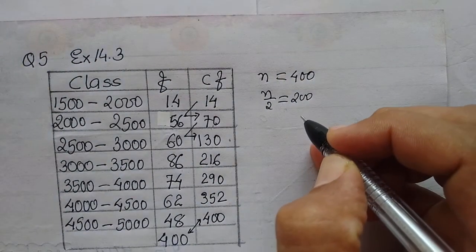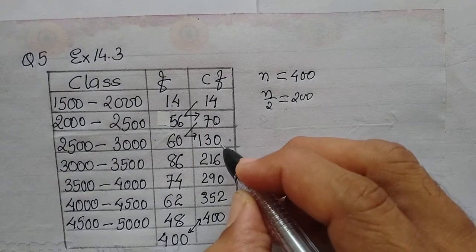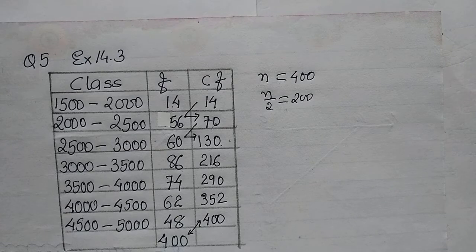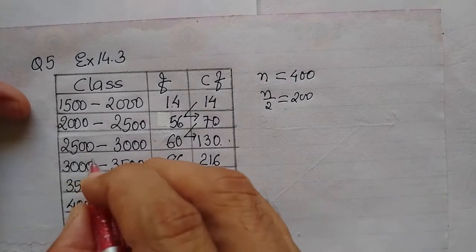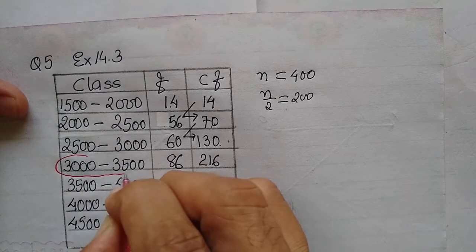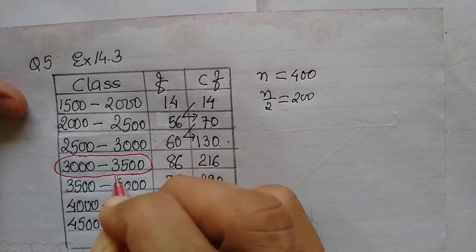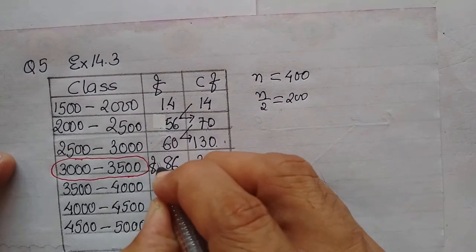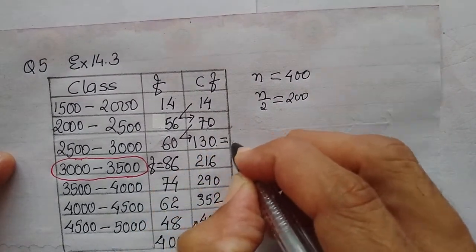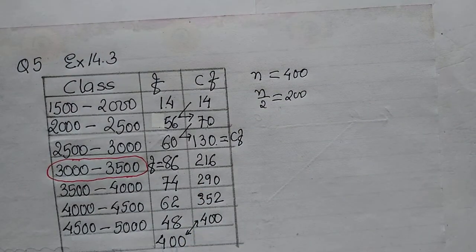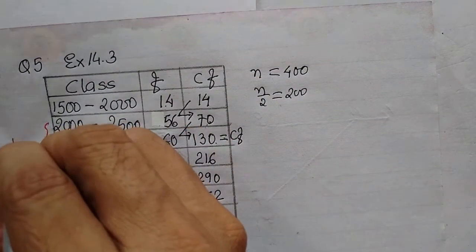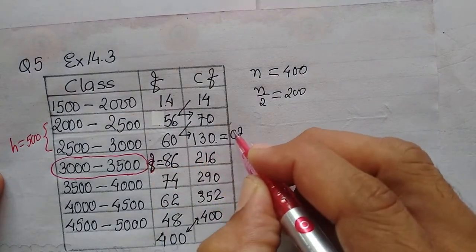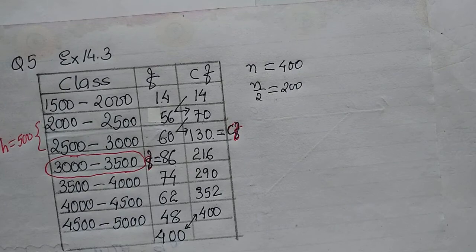Now 200 we have got it. 200 comes after this. So median class will be what, children? 300. This is our median class, children. Okay, this is our F, this is our CF, and this difference H equal to 500. Okay, this is F, CF.